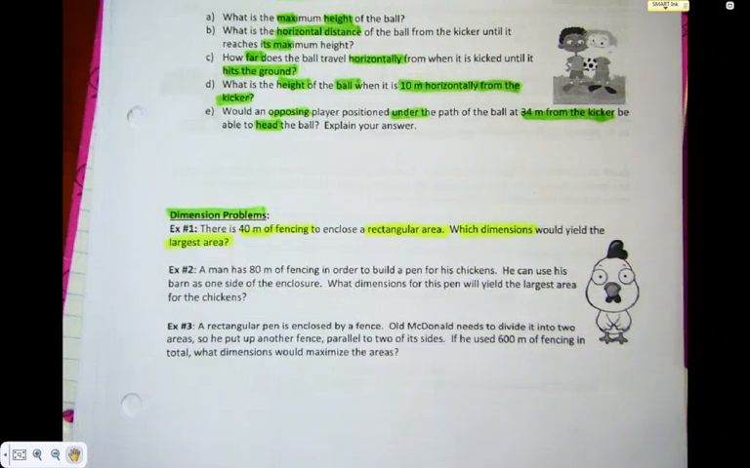Give me a synonym for largest. Give me another synonym. Greatest. Give me another synonym. Maximum. Write that in brackets. It's a fancy way of saying find the max.